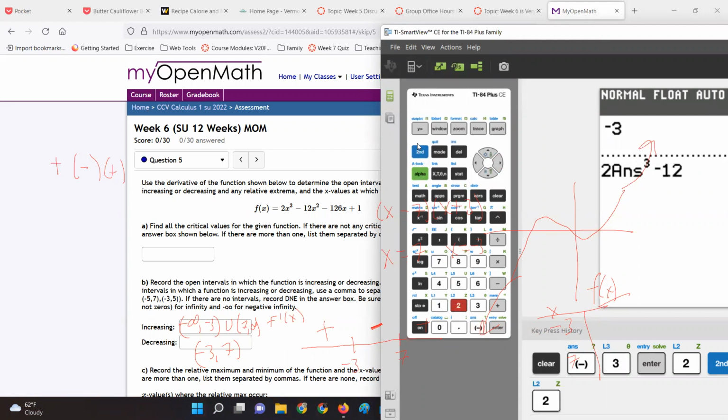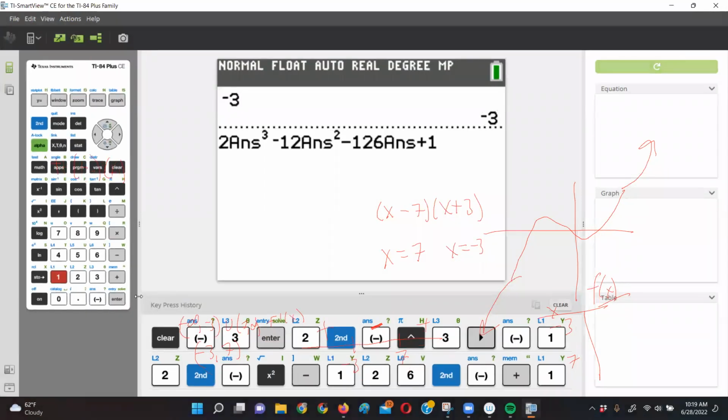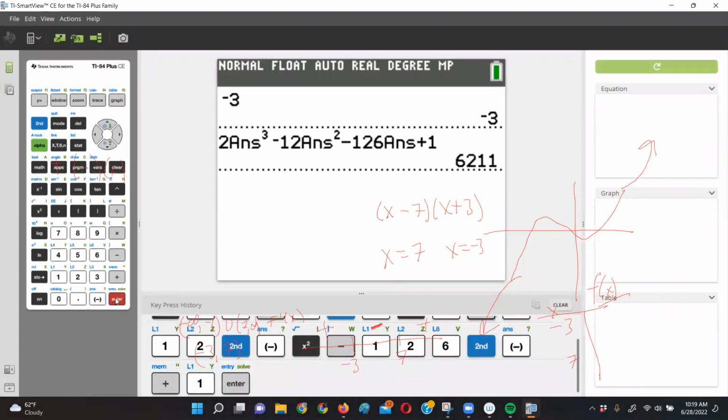Minus 12 times second answer squared, minus 126 times the answer. Notice I'm not putting any multiplication signs between them. Plus 1. Make sure I get that typed in right. 2x cubed minus 12x squared minus 126x plus 1. Okay, I'm going to hit enter. So that is the maximum that's happening at negative 3.